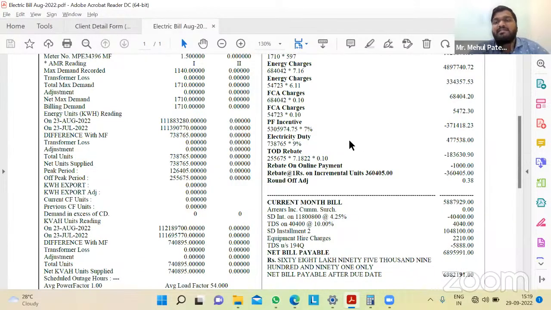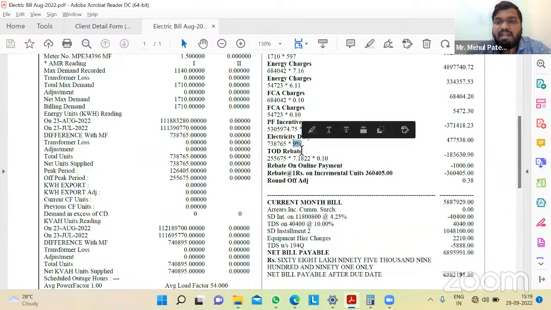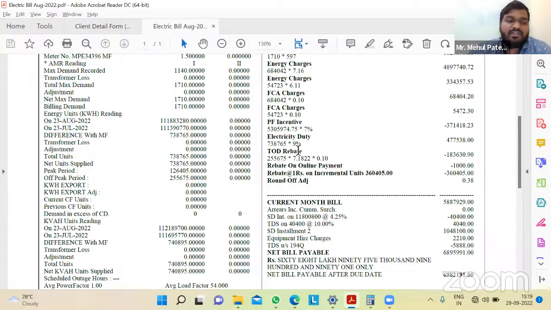Fine. The taxes, they call it electricity duty, that is the taxes. You are getting taxes of approximately 9%. Now, what are these taxes? These taxes are basically kind of the duty, the import duty that is charged for the coal and everything. So some part of it, they take from us, from the customers. So the duty is 9%.